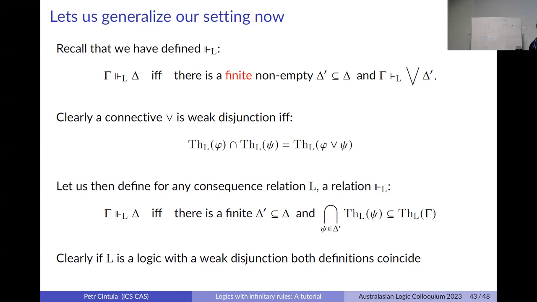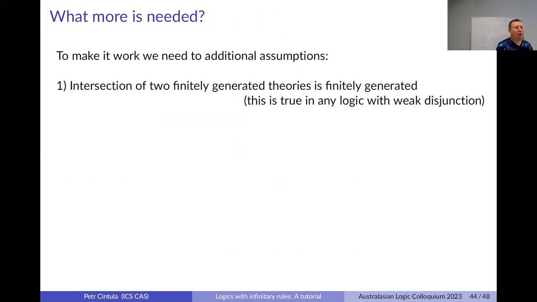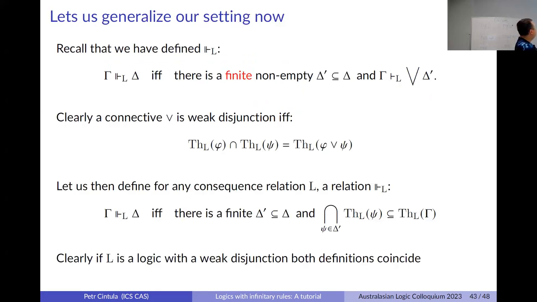If we have the disjunction, it's the same. If we don't have it, it doesn't even need structurality. Now these things could be arbitrary elements of some causal system. But what is needed is that the intersection of two finitely generated theories is finitely generated. Okay, this we have here, of course; disjunction has this. This can be generalized.